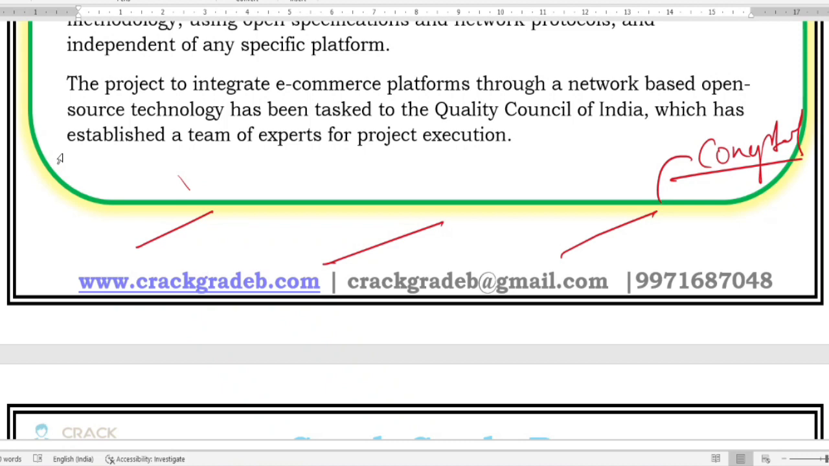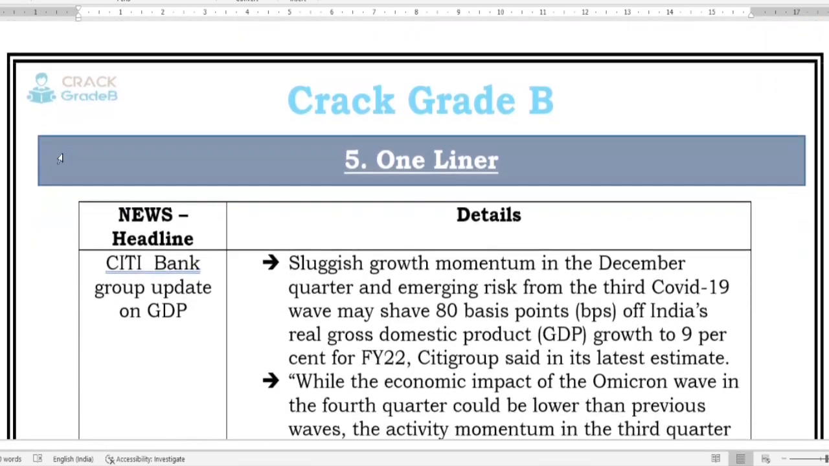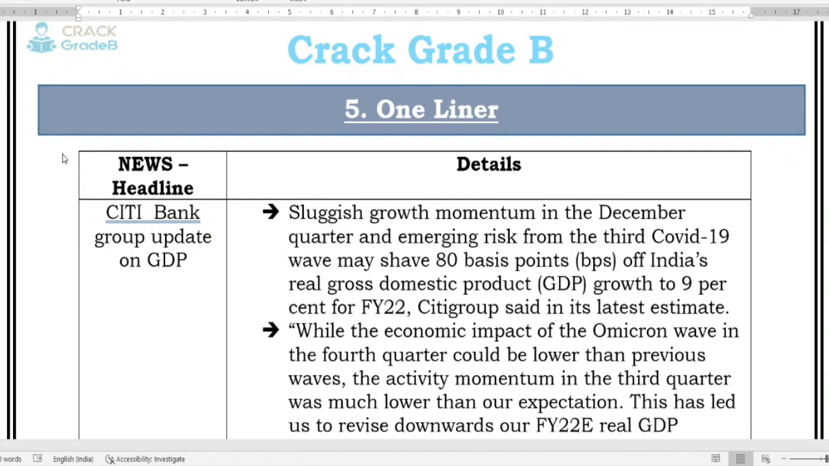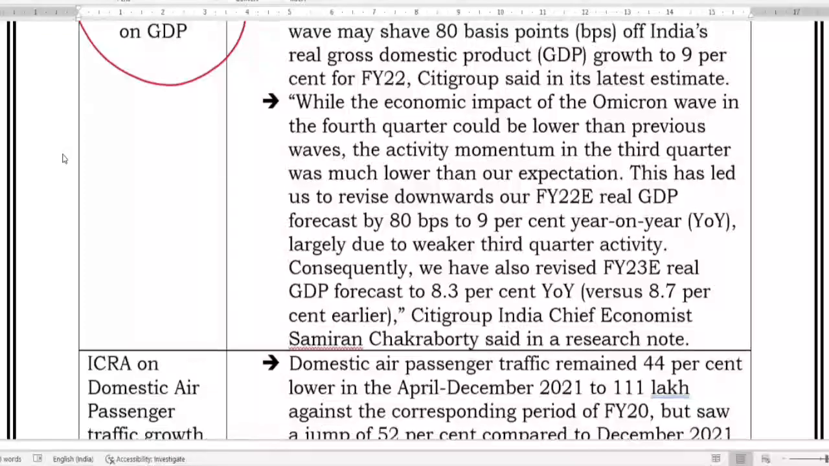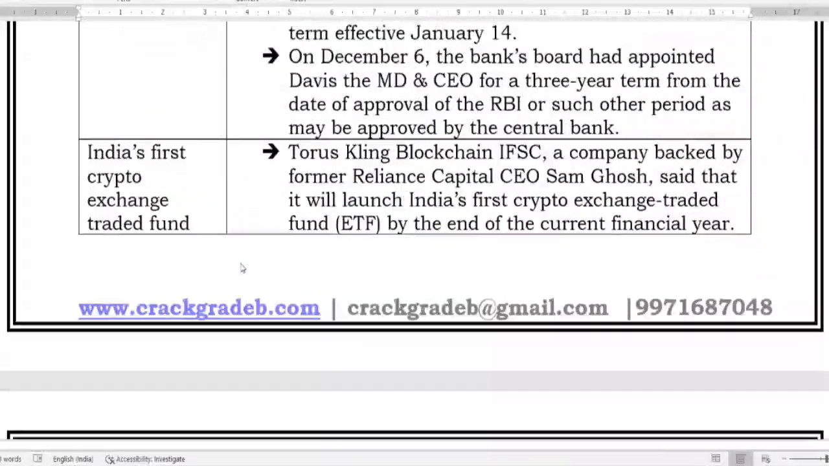Each and every line has been picked through thorough research and is relevant to the examination. Then you will find a few one-liners. I'm not going through them because these are the least important things, so you can go through them yourself.